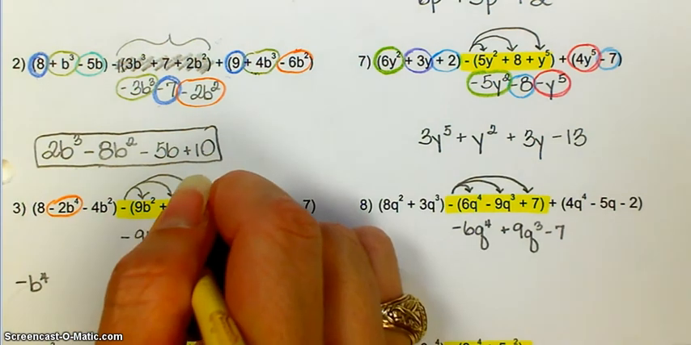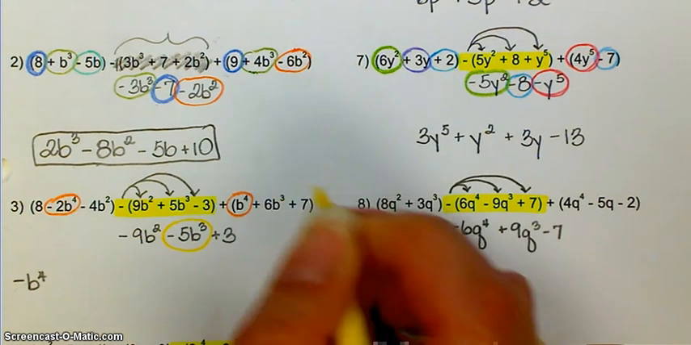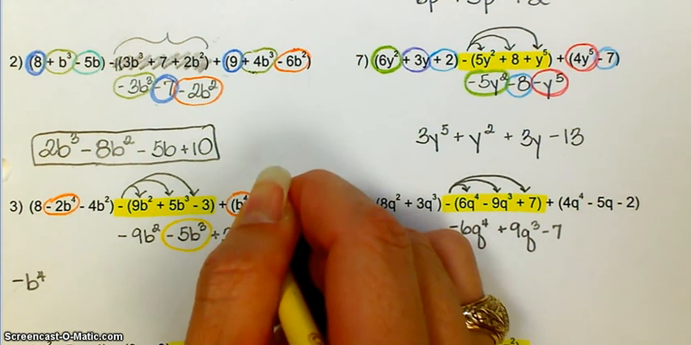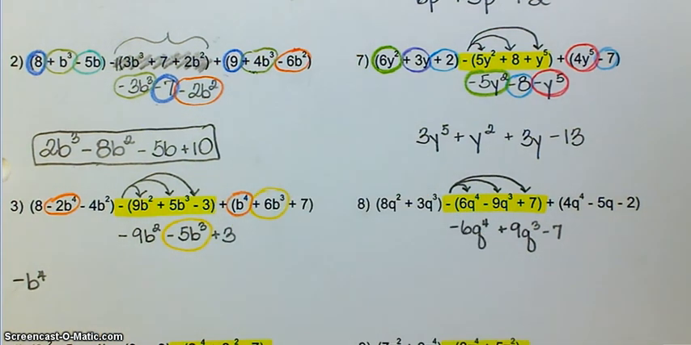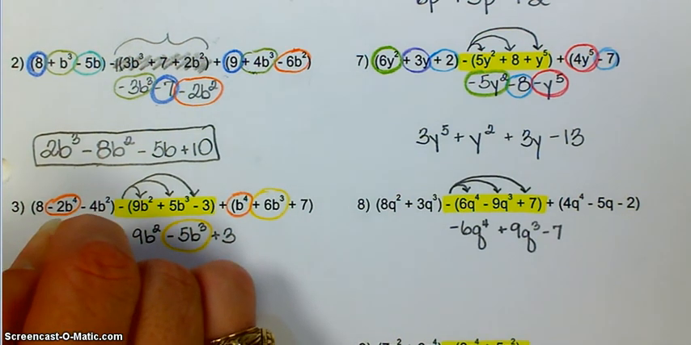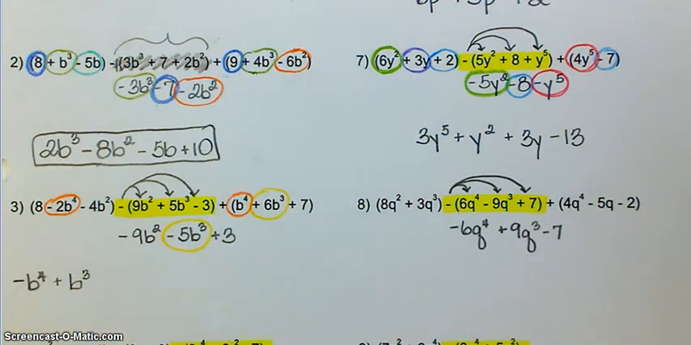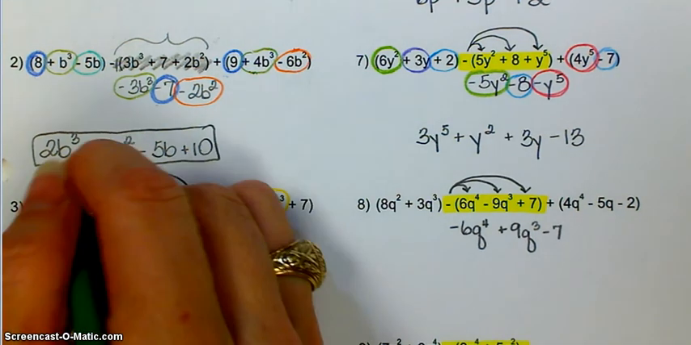Anything to the 3rd power? Negative 5b to the 3rd right here. Positive 6b to the 3rd right here. I think I got them all. All right, so 6b to the 3rd minus 5b to the 3rd is 1b to the 3rd.